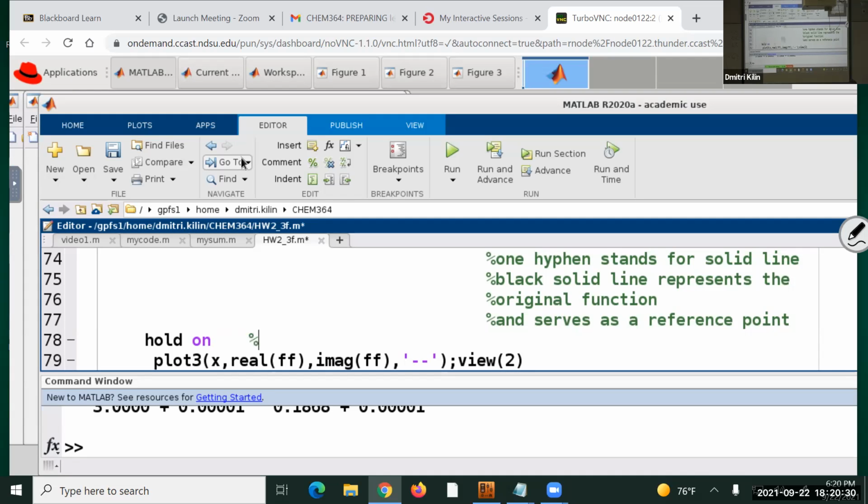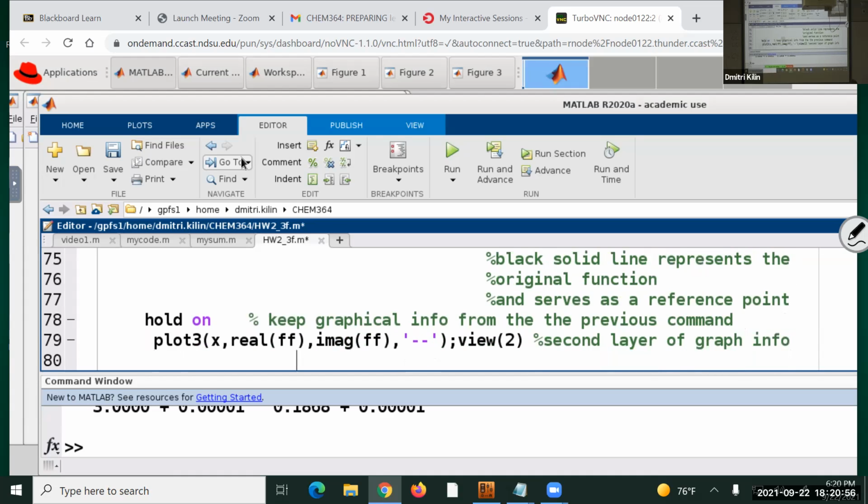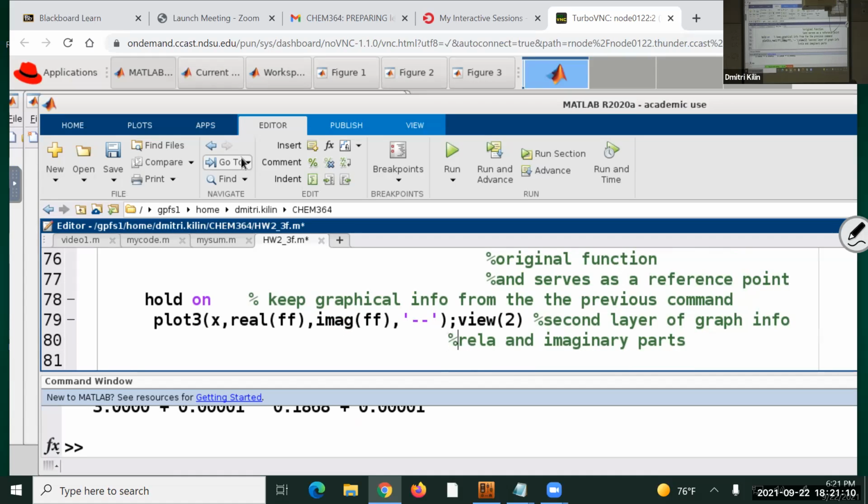Hold on. Keep graphical info from the previous command. Second layer of graph info. Real and imaginary parts. Real of the final function.